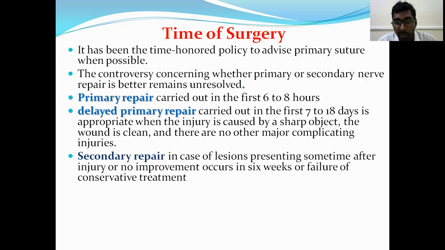What is secondary repair? Secondary repair is done in case of lesions presenting some time after injury, or when no improvement occurs in 6 weeks, or when there is failure of conservative treatment. In that case, the nerve repair that is conducted is called secondary repair.